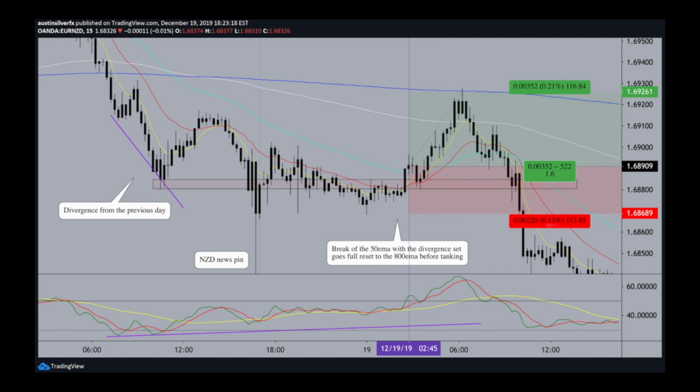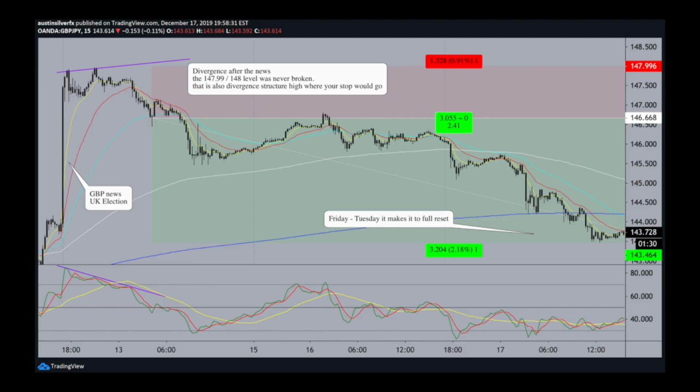My stop was 22 pips on this idea, and it goes 35. So you're getting a nice trade out of this one, counter trend. Now, let's take a look at GBP JPY.